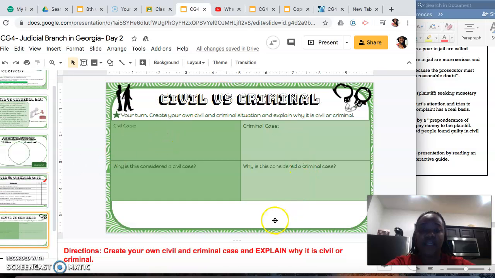And last but not least, this is the I do, you do part of today's lesson. You are going to create your own civil and criminal case situation and explain why it is civil or criminal. So you're going to create your own situation in both of these boxes here. You're then going to explain why this is a civil case and why this example is a criminal case.